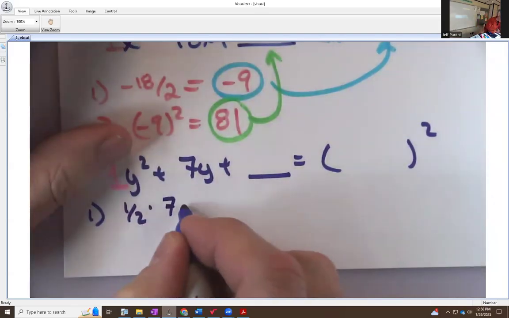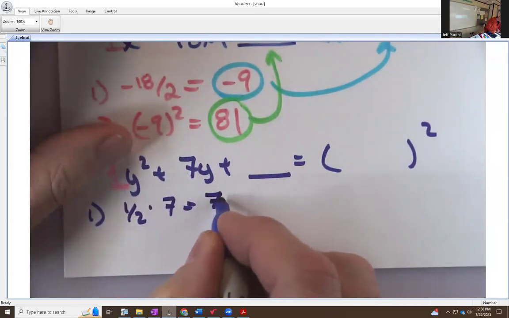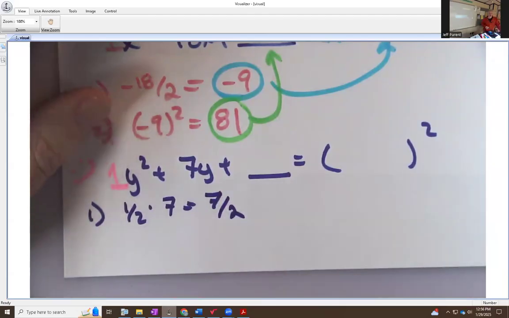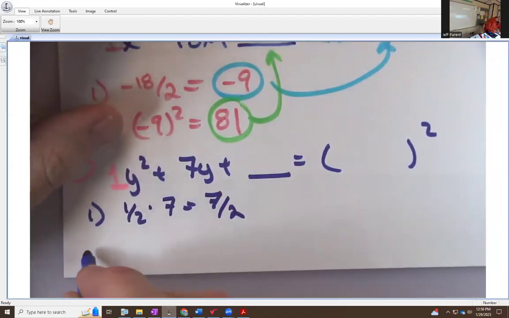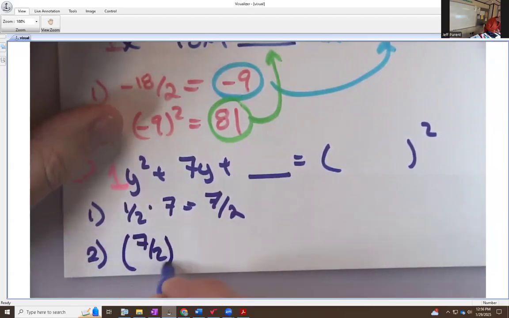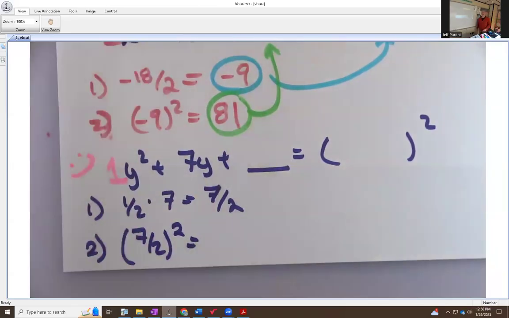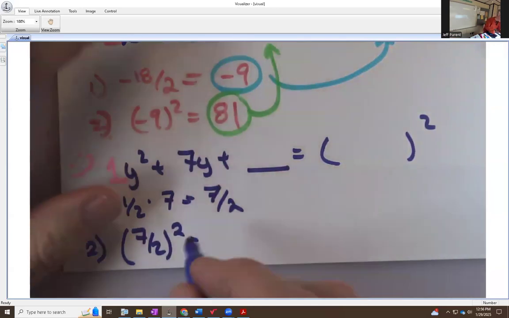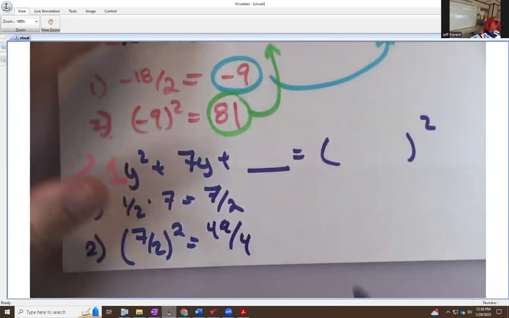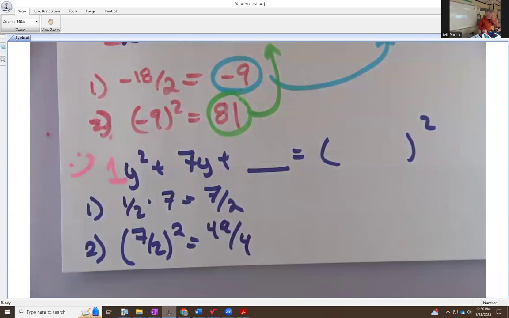Does 2 go into 7 evenly? No. It's just 7 halves. That's it. Not much we can do there. You could do a decimal value. I'd rather not have decimal values. What do we get when we square 7 halves? 49 over 4. See if you can fill these in. What goes where in terms of completing the square?